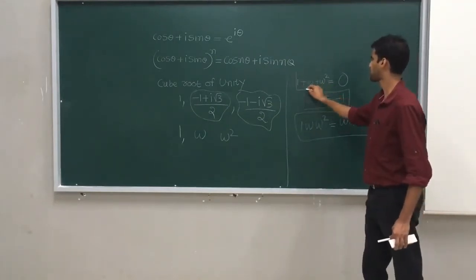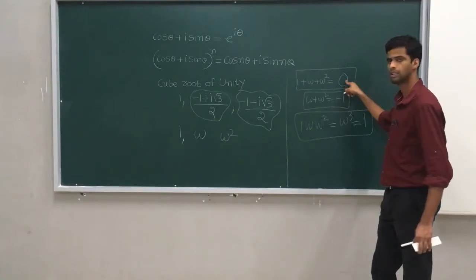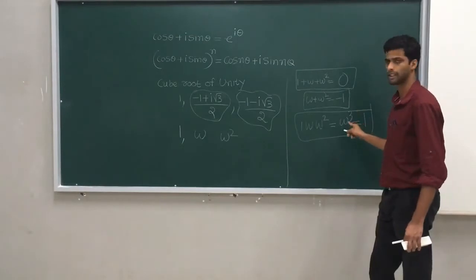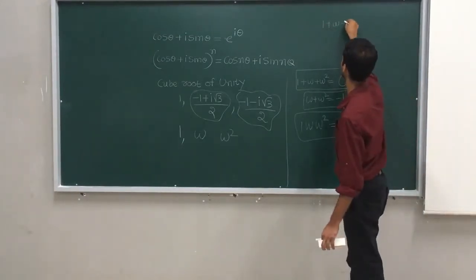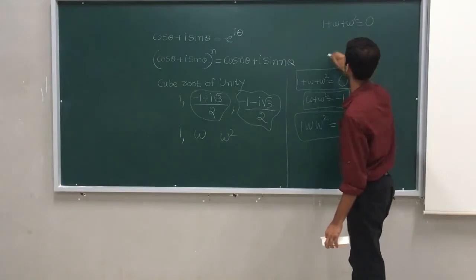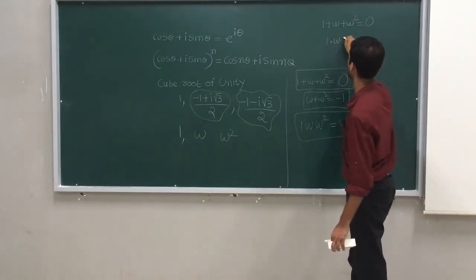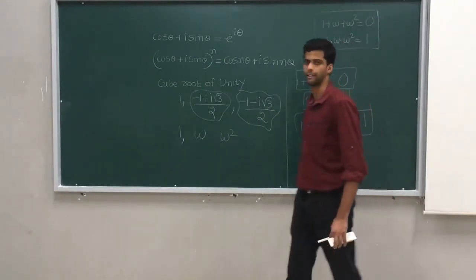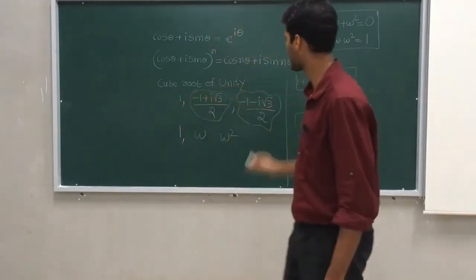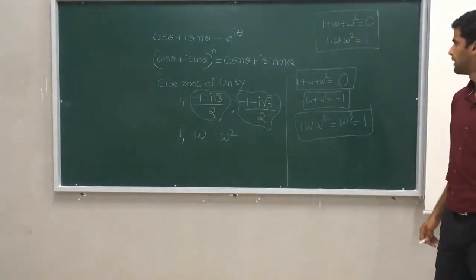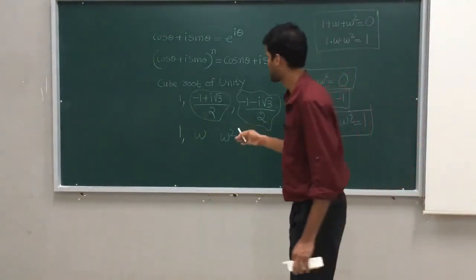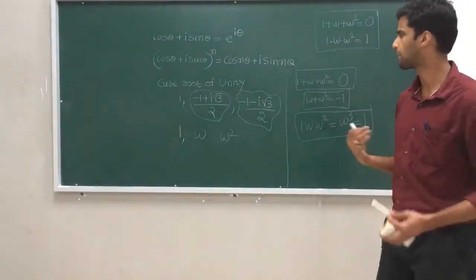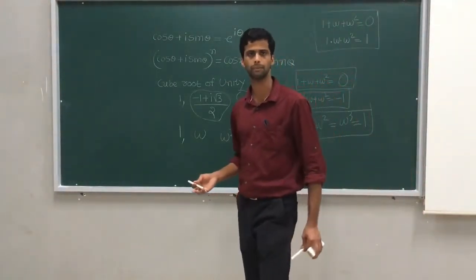So the sum of the cube roots of unity is 0, and the product of the cube roots of unity is always 1. Just take care of this, it is very important. The sum of the cube roots of unity is 0 and the product is always 1. These two things I want to add, which I already mentioned. With the help of this, I will discuss some entrance questions from complex number which appeared in various national importance exams.